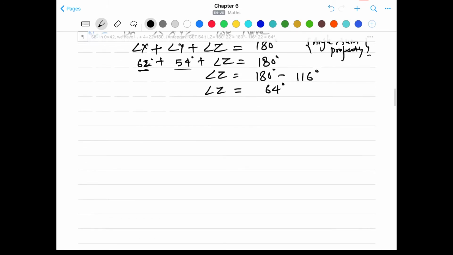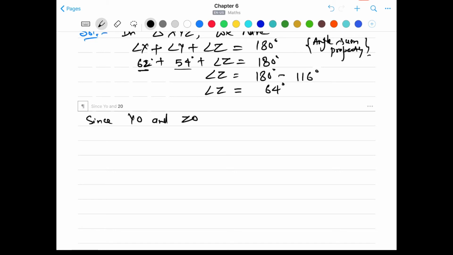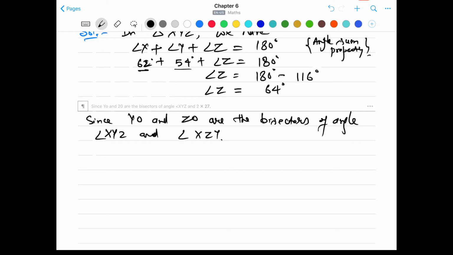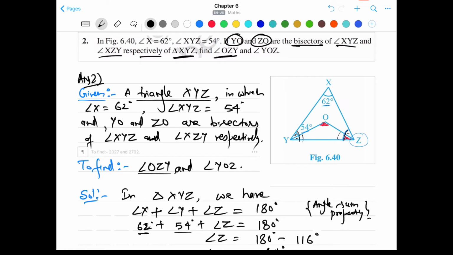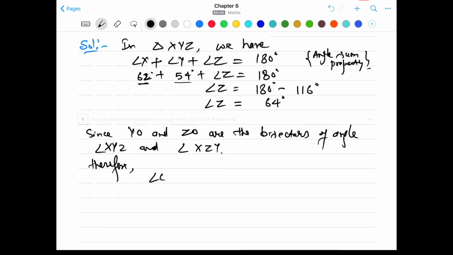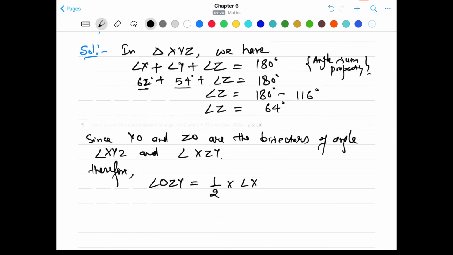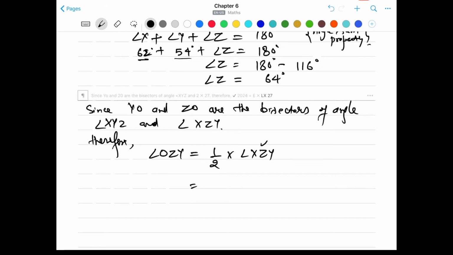Okay, so let's write, since YO and ZO are the bisectors of angles XYZ and angle XZY, therefore this angle which we have to find, angle OZY, this angle OZY will be half of the angle Z, therefore the angle OZY will be equal to half of the angle XZY.